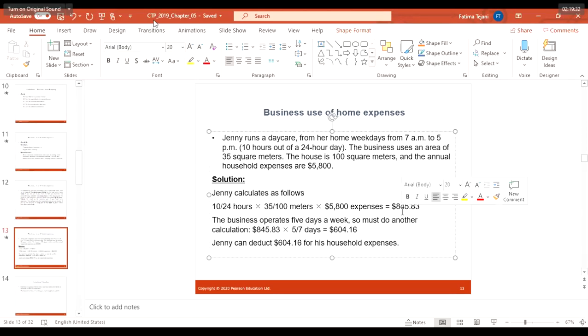$845.83. Okay. And the business operates 5 days a week. So we must do another calculation: 845 times 5 days a week divided by 7. So that is $604 deducted for his household expenses from her business. Okay, so that is something which you can deduct. I'll leave that up to you for like 1 minute so that you can have a look at it.